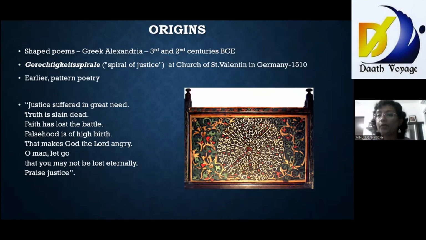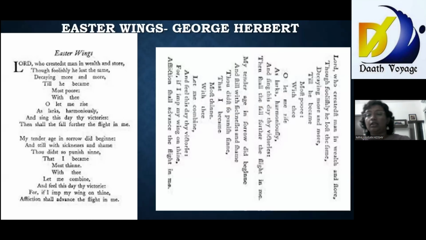So all these are rudimentary forms of visual or concrete poetry. It was earlier called pattern poetry. Here, for instance, it indicates a spiral pattern. Later on, it became concrete poetry or visual poetry, like in the case of Easter Wings by George Herbert.